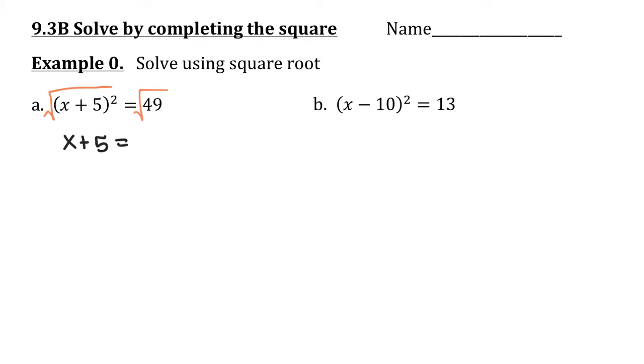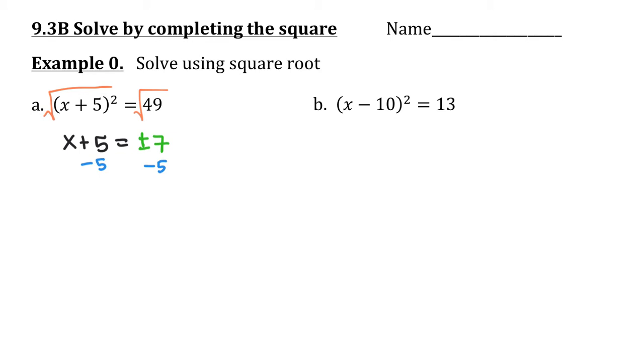The square root of 49 is 7, but because we remember that when we square negative 7, we also get 49, we're going to put positive and negative 7 here. And then we're going to go ahead and solve this equation for x, and we should get two x values. So I'm going to go ahead and subtract 5 here.